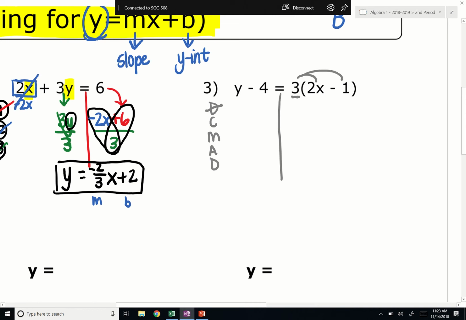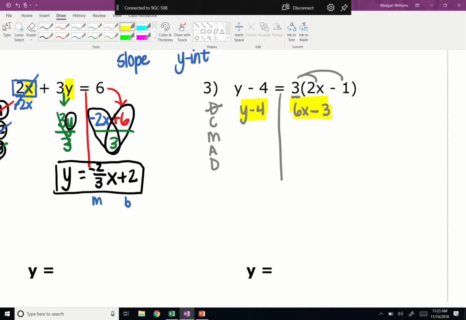Perfect. So what's 3 times 2x? And what's 3 times negative 1? Did I distribute on the left side? No, so make sure you just rewrite it. Now, looking at your left side, can I combine y minus 4? Can I combine 6x minus 3? So is there anything to combine?